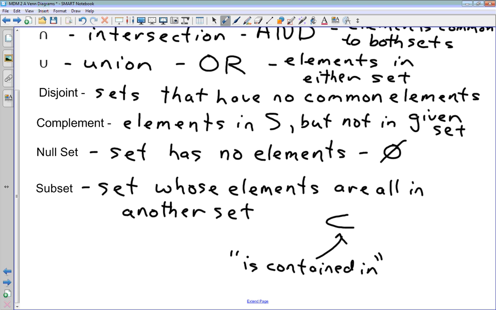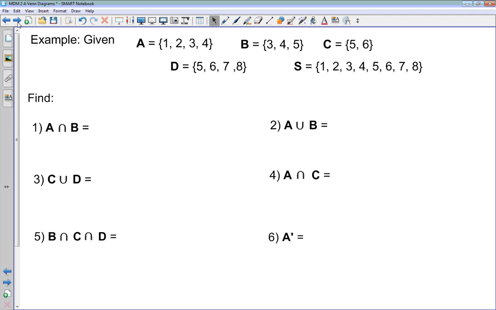Okay. So that's some of the symbols that we'll be looking at here, and we'll do a couple of examples just to sort of reinforce the meanings of these things. So here we've got a group of sets, okay? A, B, C, D, okay? And our set S, our universal set, or all the things that we're interested in here, is 1, 2, 3, 4, 5, 6, 7, 8. So for the purposes of this question, those are all the numbers that exist.